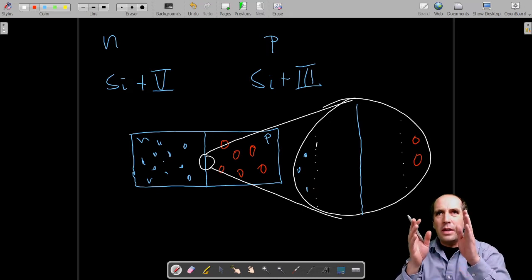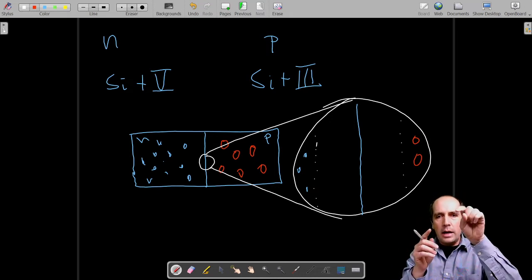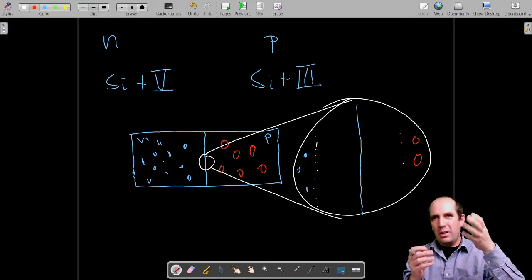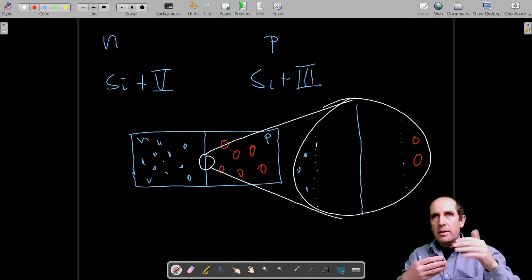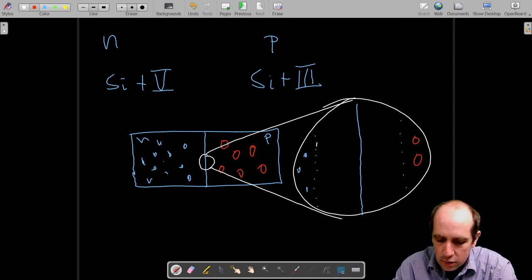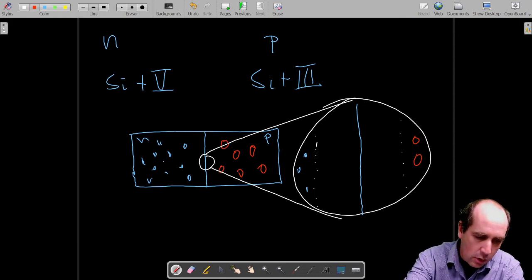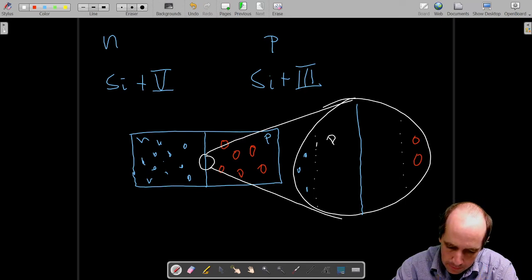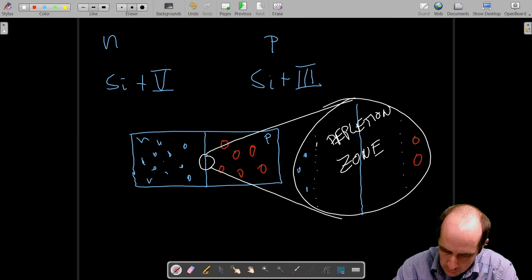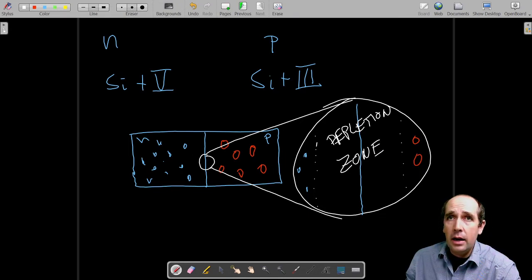They are close enough that they see each other, and the electron says, oh yeah, okay, there is a hole there, which is basically an empty electronic state in the lower band, and will make a jump and try to fill these lower energy states. So the total effect is that this region here, which we call the depletion region, or the depletion zone, will not have carriers.